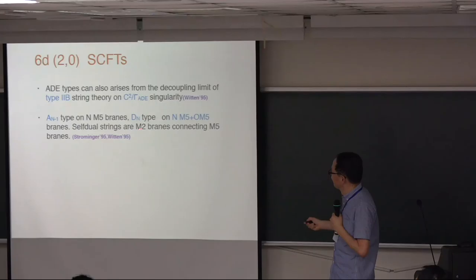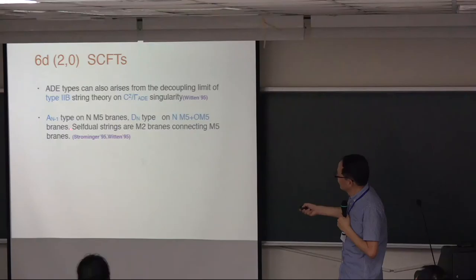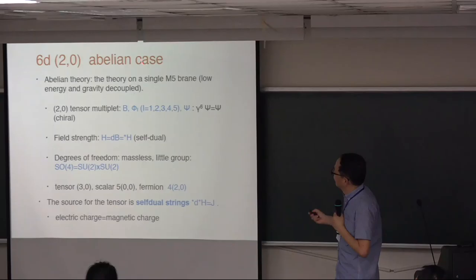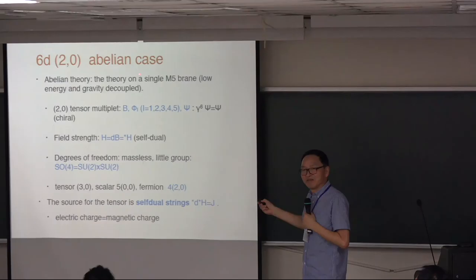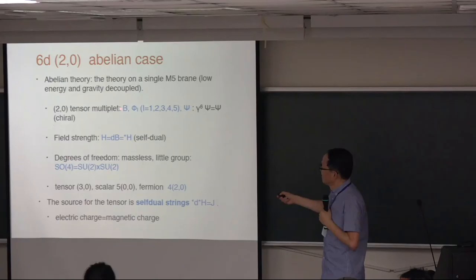Now one gets self-dual strings. This is a quantum field theory, but it has a tensionless string in the symmetric phase, and the string is basically an M2 brane connecting M5 branes. If you look at the abelian case, it arises from single M5 brane physics. The low energy physics of an M5 brane is described by the abelian tensor multiplet, made of a two-form tensor field, five scalar fields, and Weyl spinor fields.